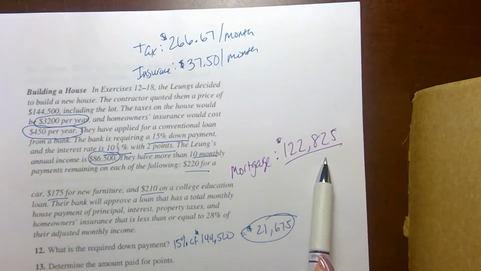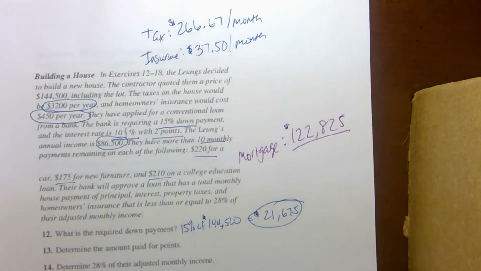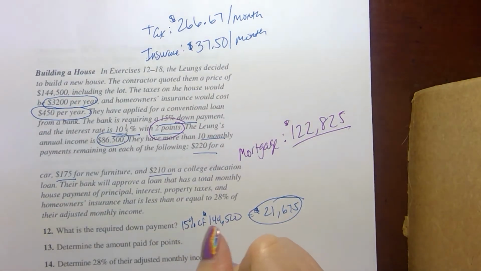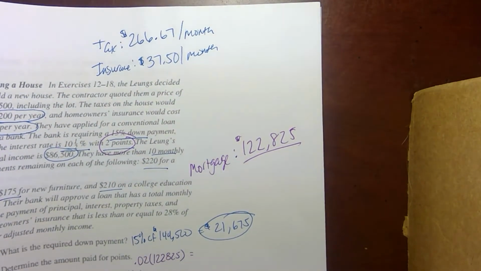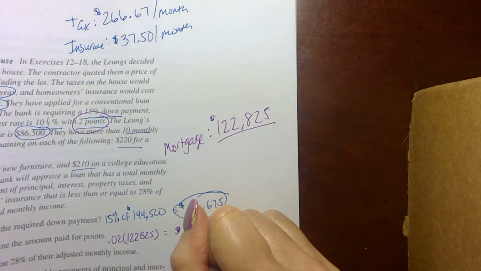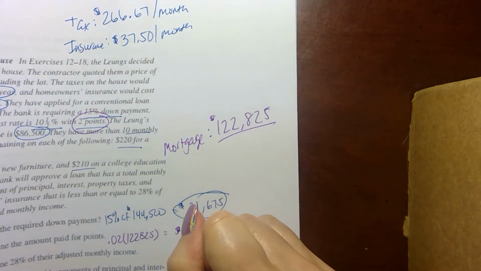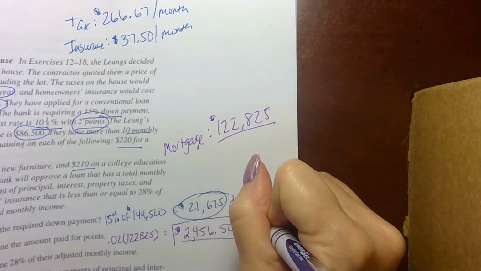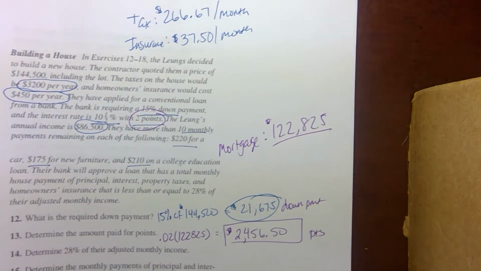Points are calculated on the mortgage. So the total paid for the points, they want 2 points. That's 2%, so 0.02 times the mortgage amount. When I multiply that, 2% of the amount that I need from the mortgage, I get a value of $2,456.50 that they need to pay up front for points. So I've got my down payment and I've got my points.